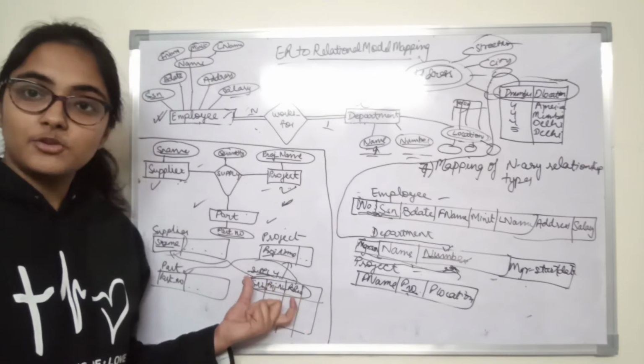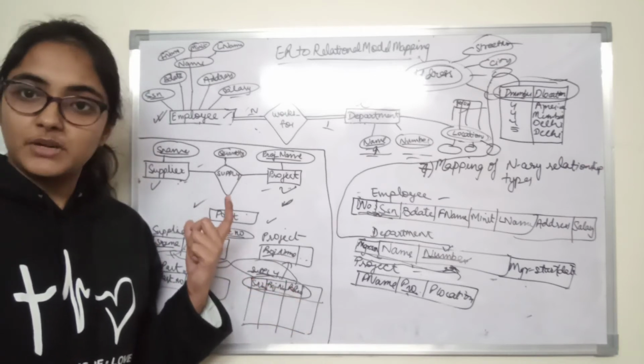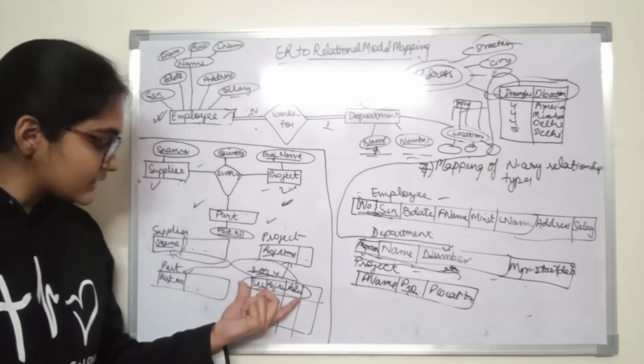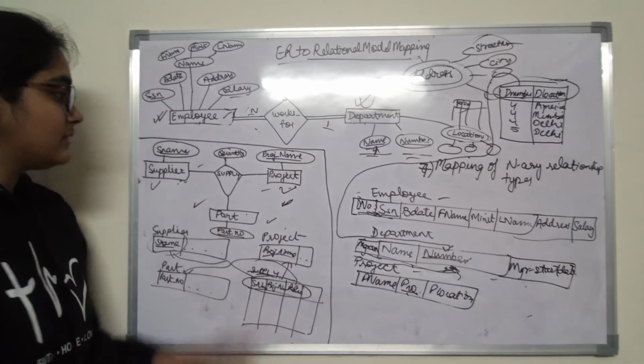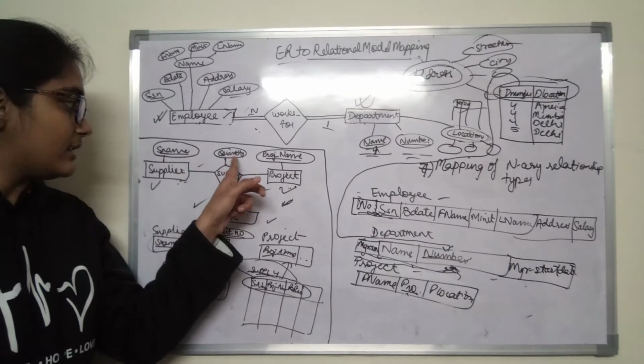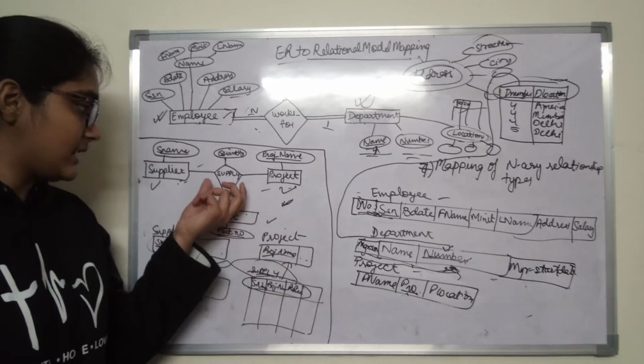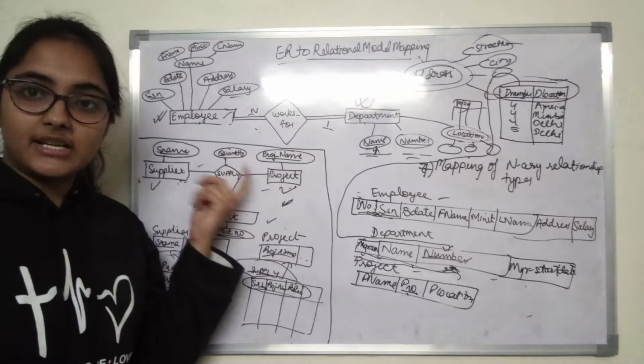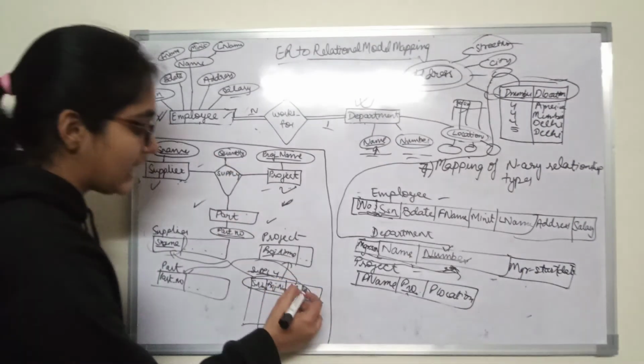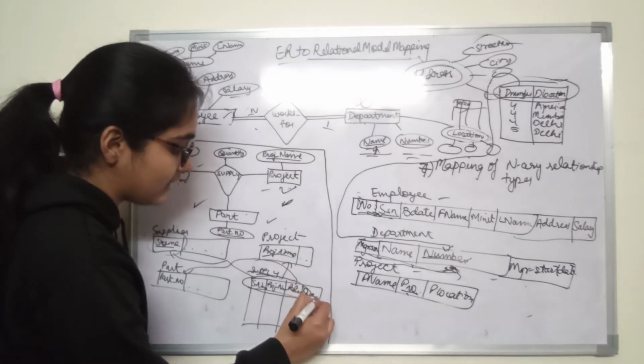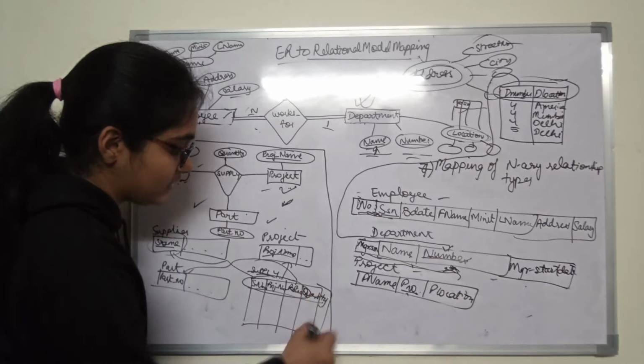What are these three attributes? The primary keys of the participating entity types, right? Also, in case there is any attribute present on the relationship type, include that too here. That is, include quantity here. A new attribute is included, right?